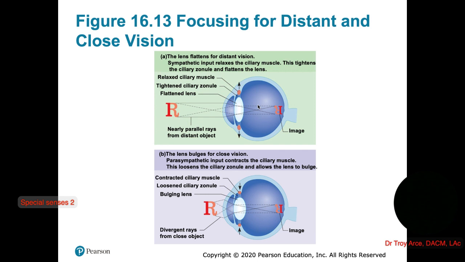And then for close vision, as you can see, the lens actually increases in size, and the parasympathetic input, parasympathetic is rest and relax, contracts the ciliary muscle, and this loosens the ciliary zonule and allows the lens to bulge. And so, again, you have the divergent rays from a close object. As you can see, the R is a lot closer, so that lens will go ahead and increase in size.